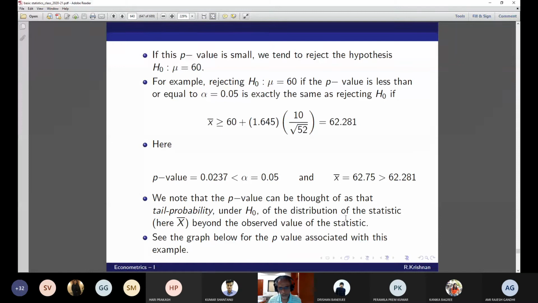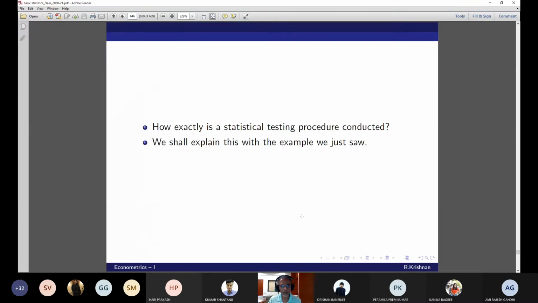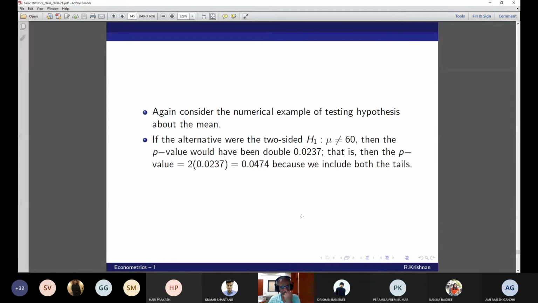Okay. See the graph below associated with p-value. Have I sent this PPT? No, not sent this PPT.